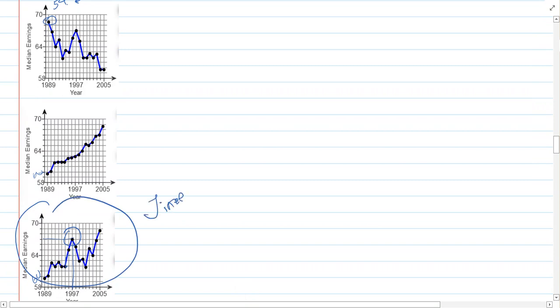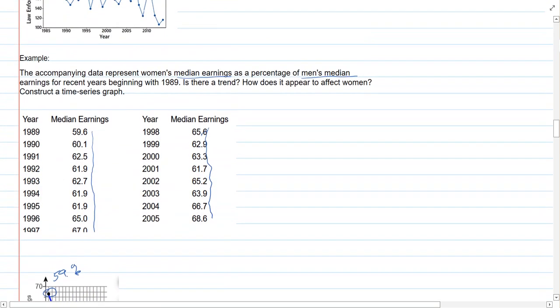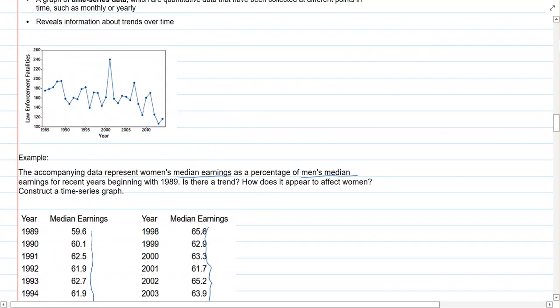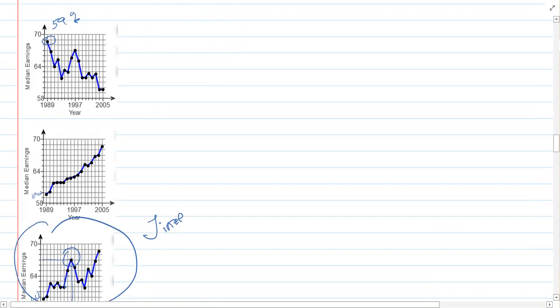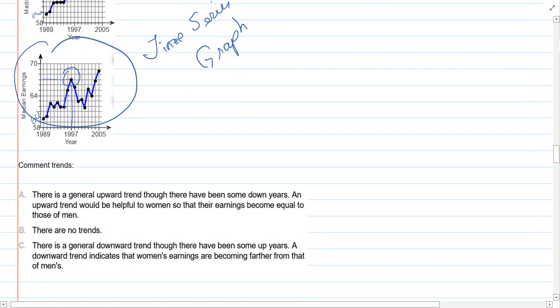our timeline graph, our time series. That's what you'll do on the homework. This one won't appear on the exam, but is something that you must recognize.